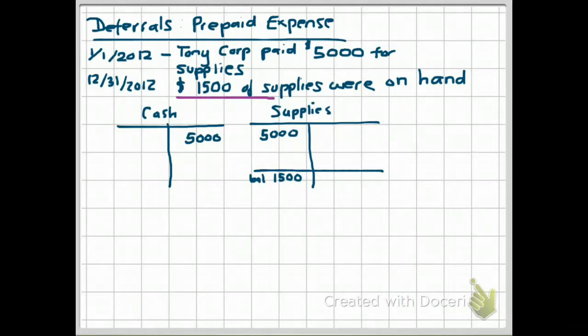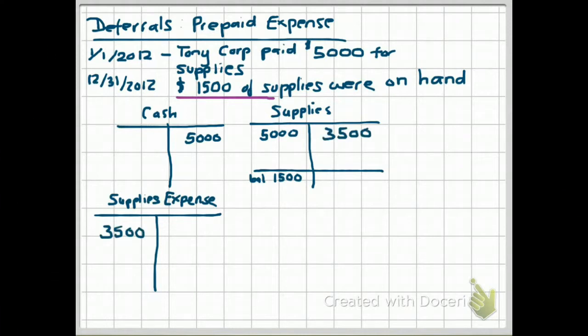So your adjusting entry, which you do at the end of the year, so your adjusting entry always takes place on December 31st, is to record your supplies expense. To record your supplies expense, you're going to credit supplies $3,500, thereby bringing your ending balance to $1,500, and debit an equal and opposite amount, which is your supplies expense. And that represents the amount of supplies that were used up during the year.